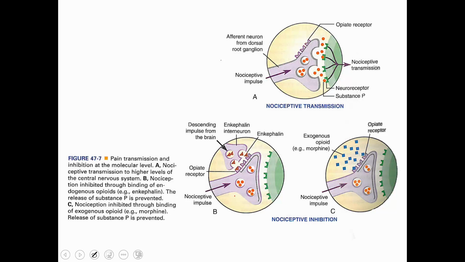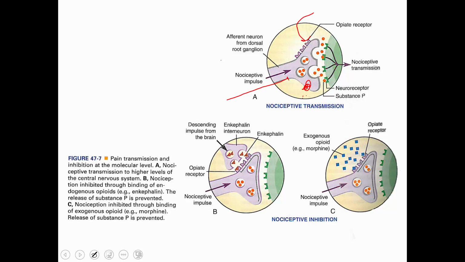Here's another picture showing you a lot more detail. So here's your nociceptor. There's your axon terminus. We're releasing, in this case, substance P. Opioids would bind to receptors. These are G-protein receptors. They're going to affect calcium in this area, and with less calcium, you're going to have less exocytosis of neurotransmitter.